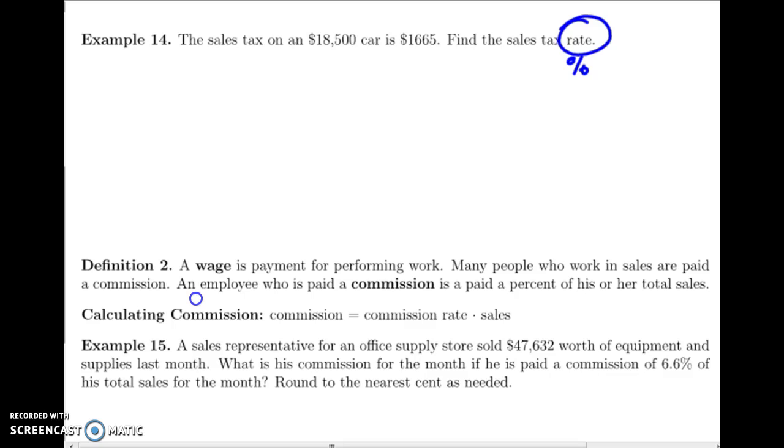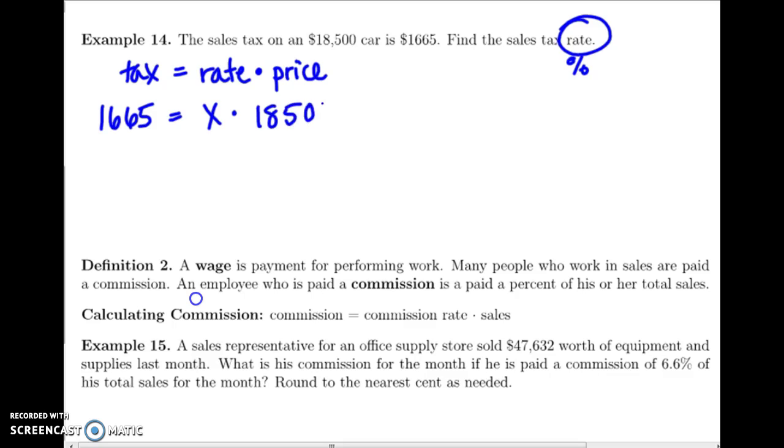Now, there's two ways to do this, as you guys already know. There's the direct translation way and there's the proportion way. So I'm going to do the direct translation way first. We know that the tax is equal to the tax rate times the base price. So we know that the tax on this car is $1,665. We're looking for that rate, that's our X, and then of course the base price is $18,500. So we just end up having to divide. And obviously we're going to get something less than 1 because, hopefully, your tax rate's not over 100%.